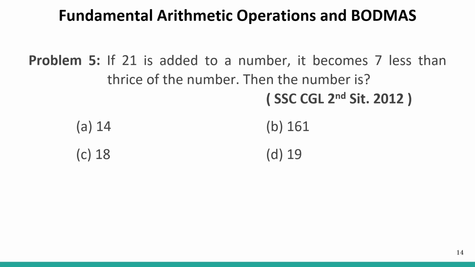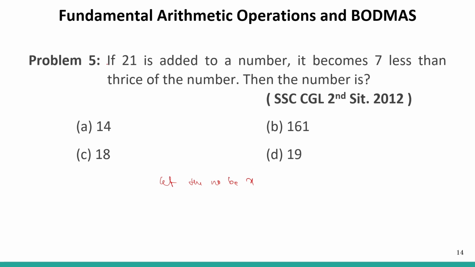So if 21 is added to a number, it becomes 7 less than thrice of that number. So the number is, okay, this is the question. This question has already appeared in the second sitting of 2012 SSC CGL exam. So this seemed a tricky question, but let's solve it and find out whether it is really tricky or not. So let the number be x. Okay, so we have assumed that the number is x.